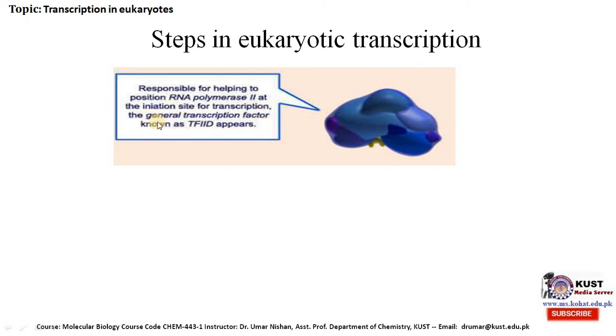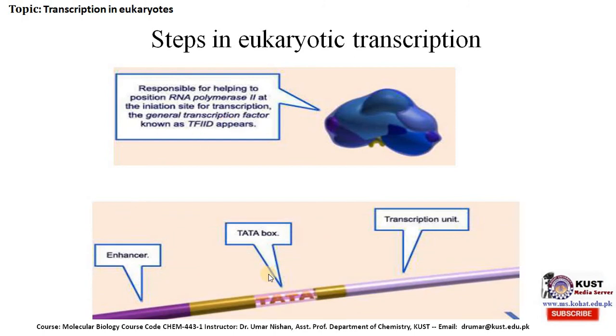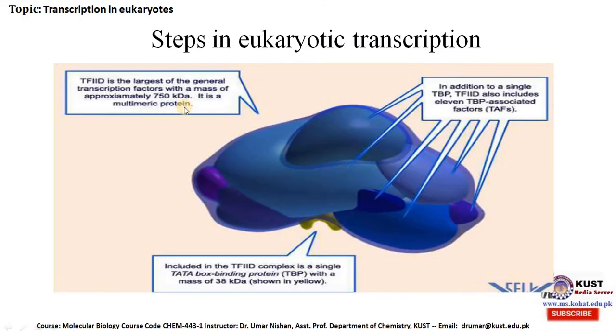The general transcription factor known as TF2D appears. You see now we have enhancer, a particular region, then we have a TATA box, then we have the transcription unit. Now TF2D is the largest of the general transcription factors with a mass of approximately 750 kilodalton. It is a multimeric protein. In addition to a single TBP, TF2D also includes 11 TBP associated factors.